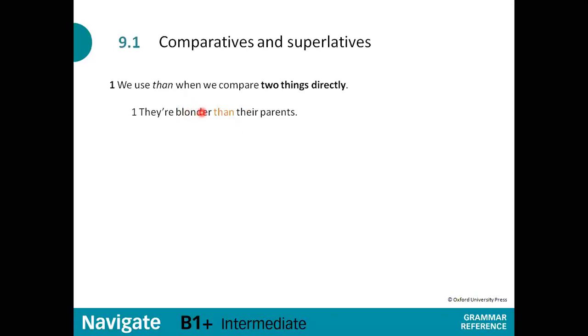So here you can see blonder, adjective, comparative, and after that than, and after that the direct comparison, what you are comparing. Next, he's got a wider face than his twin brother. So twins are compared here. So their face, so wider. So one of them has a wider face than his twin brother.